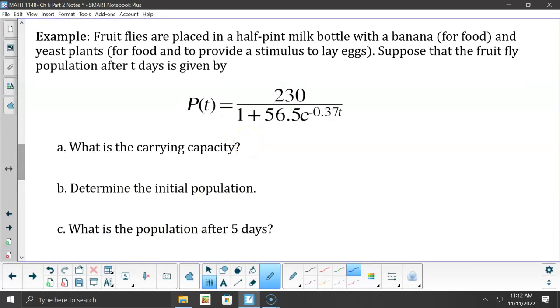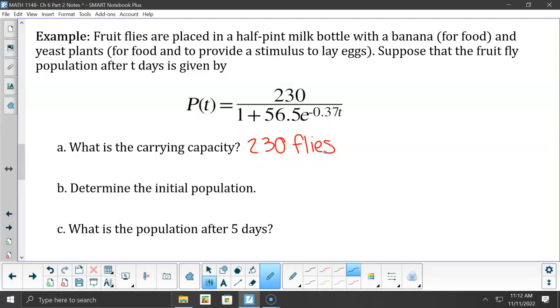Ready to start talking about the flies? All right, so I got some flies. I've got a model for it. The first thing is, what's the carrying capacity? So what is the maximum number of flies my little thing can handle? Yep, it's just the 230. So 230 little flies.